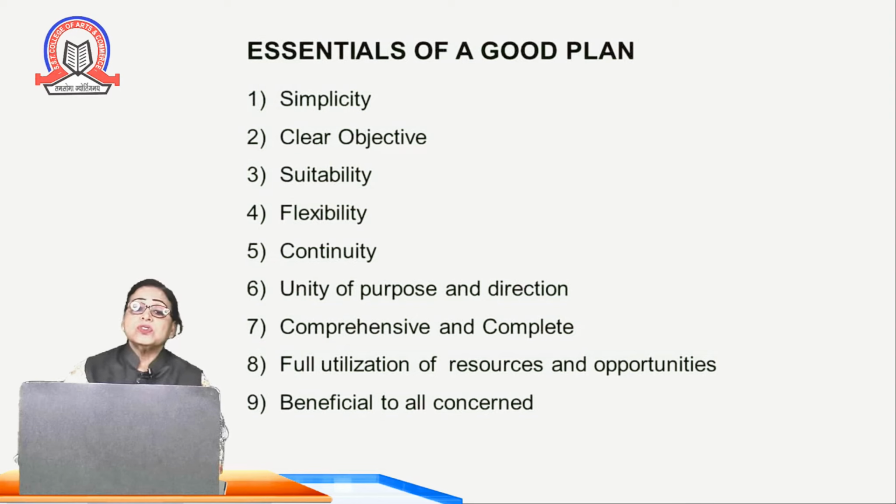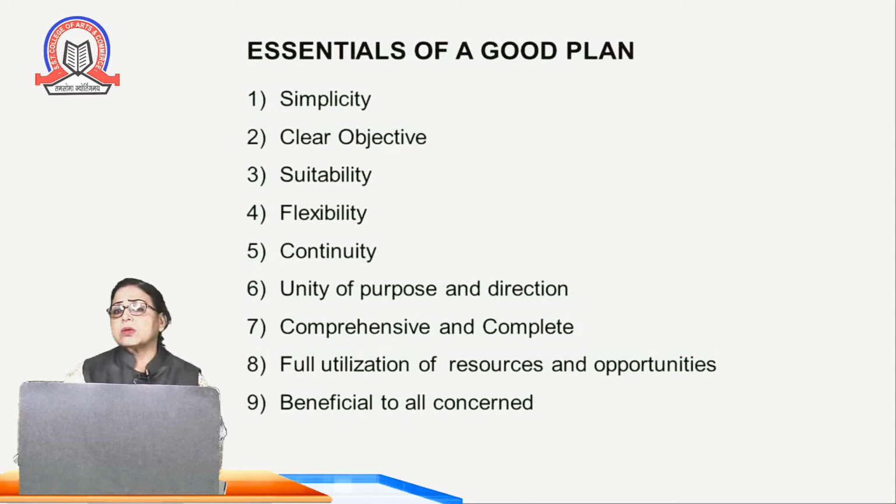Another essential of a good plan is that the objectives must be made very clear, the objectives which are to be achieved at a future date. Another thing, suitability. The plan must be suitable to the organization's current resources, the organization's human resources. If it is not suitable to what we exactly are doing, then the plan cannot be called a good plan. Flexibility. There must be provisions for making changes whenever required, because the future is always uncertain.